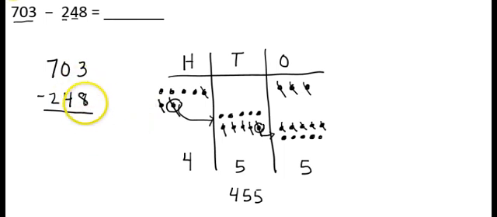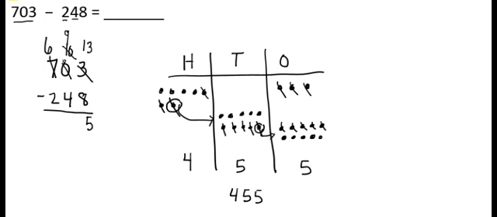I started off by looking at my ones column. I need to subtract 8. I only have 3 here, so I need to get some more ones. I don't have any tens, so I can't use that, but I can go over to the hundreds column and I can take one of those hundreds. That left 6 hundreds. I decomposed that into 10 tens. Then I took one of those tens and that left 9 tens. I decomposed it into 10 ones and combined that with the 3 that I had at the start. That gave me 13 ones. 13 minus 8 is 5.